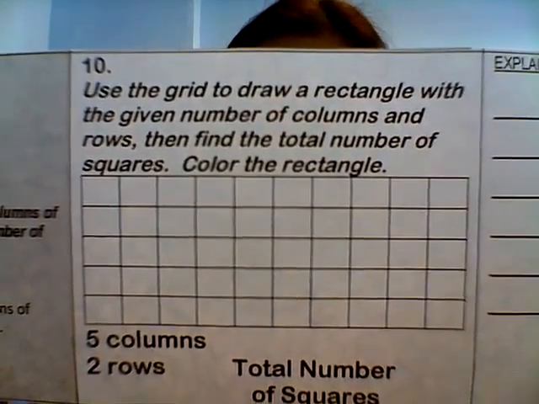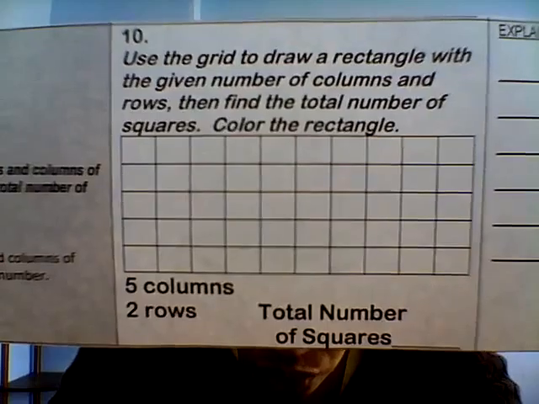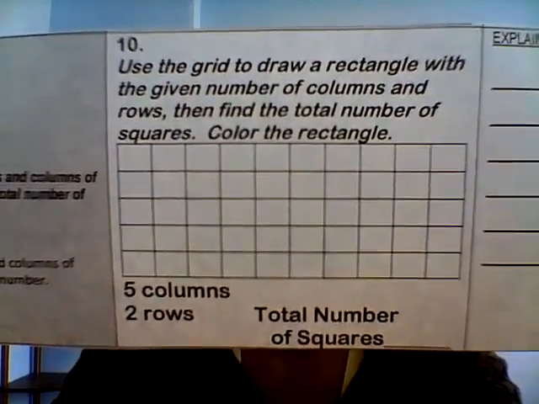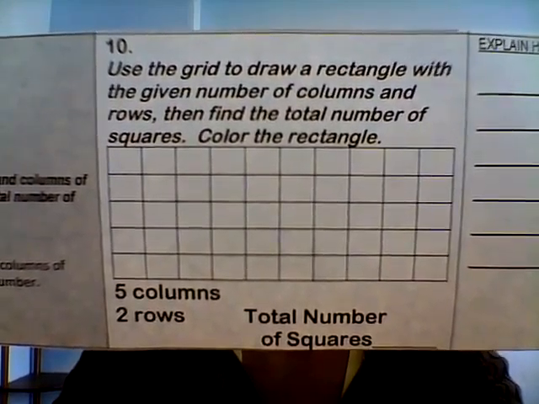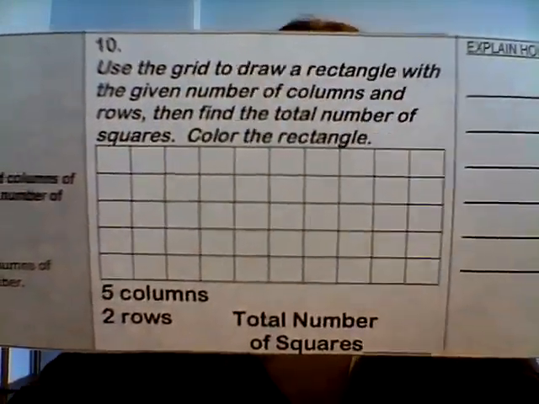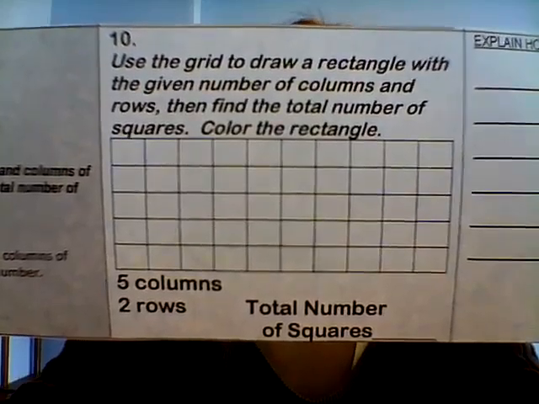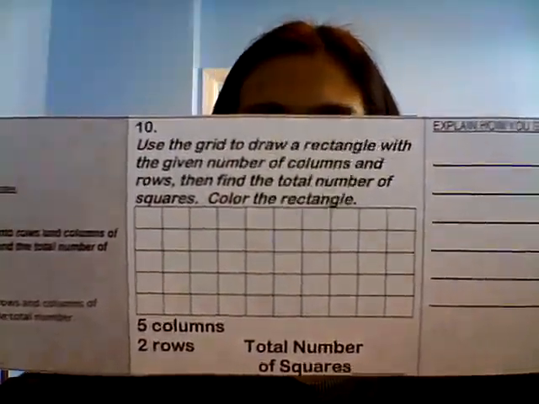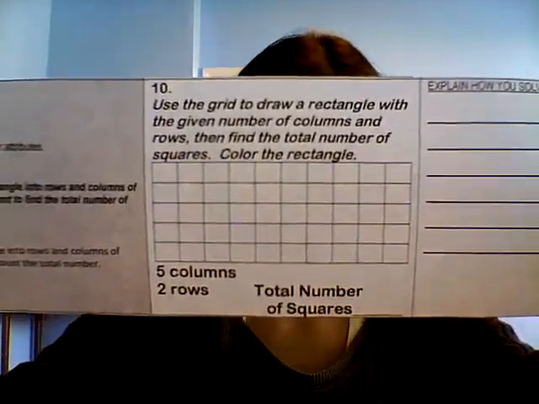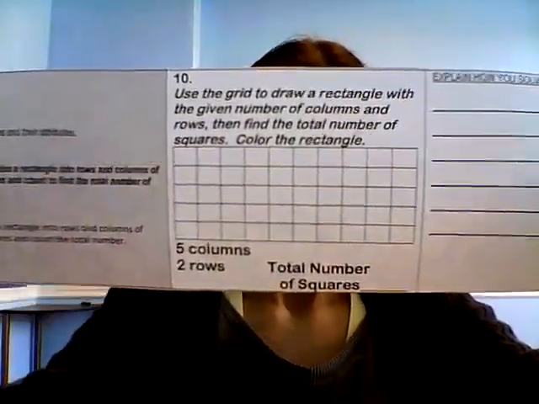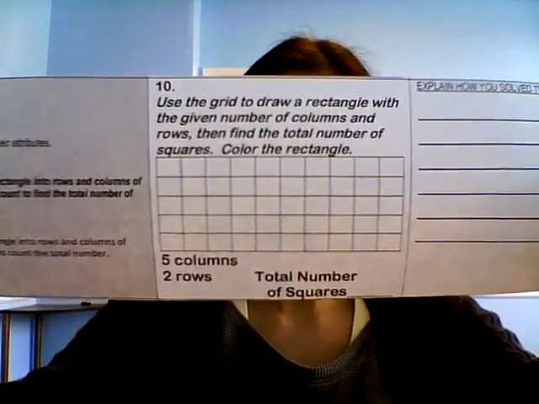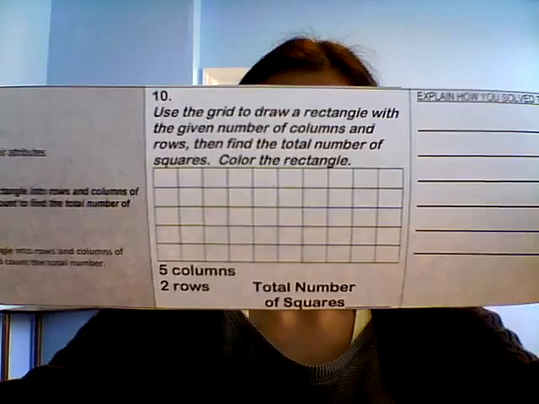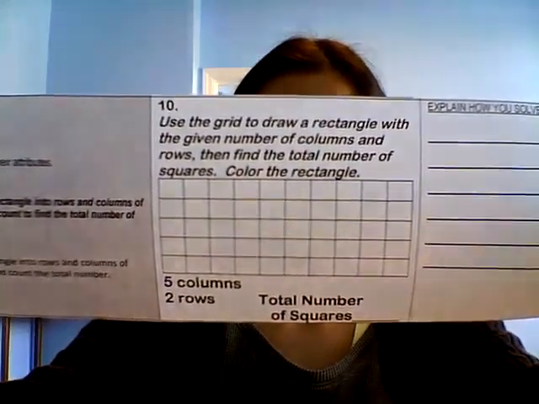All right, let's read it together. Ready, go. Use the grid to draw a rectangle with the given number of columns and rows. Then find the total number of squares. Color the rectangle. Let's read that again. Use the grid, so this is the grid right here, to draw a rectangle with the given number of columns and rows. Then find the total number of squares and then color the rectangle.